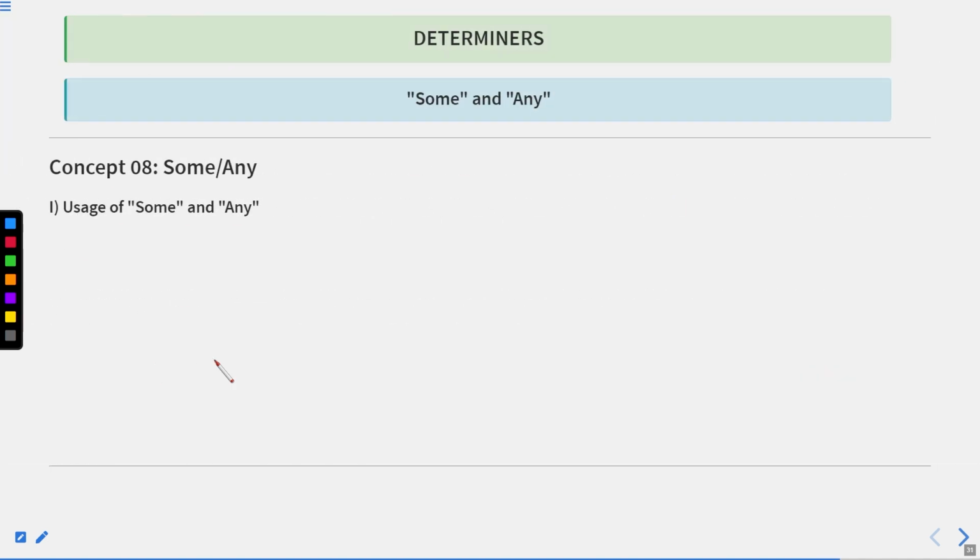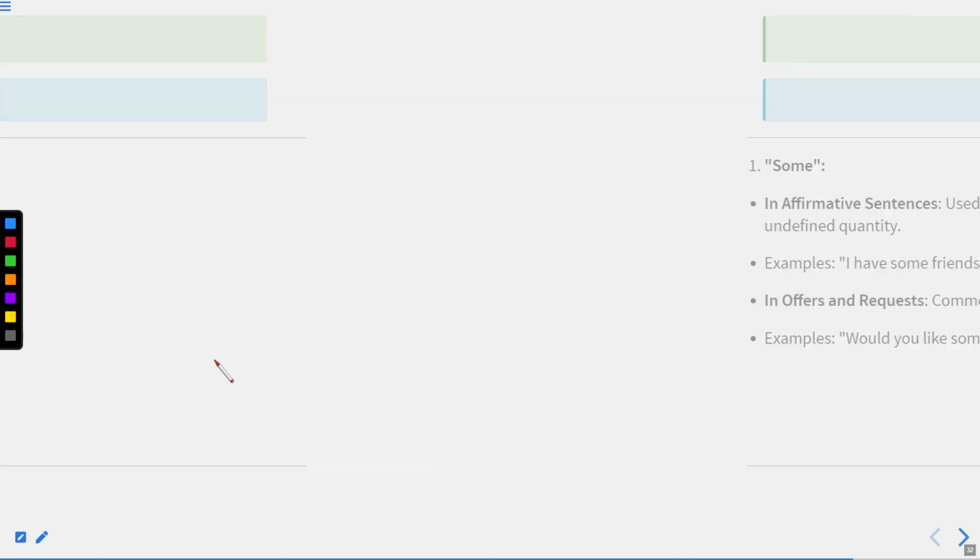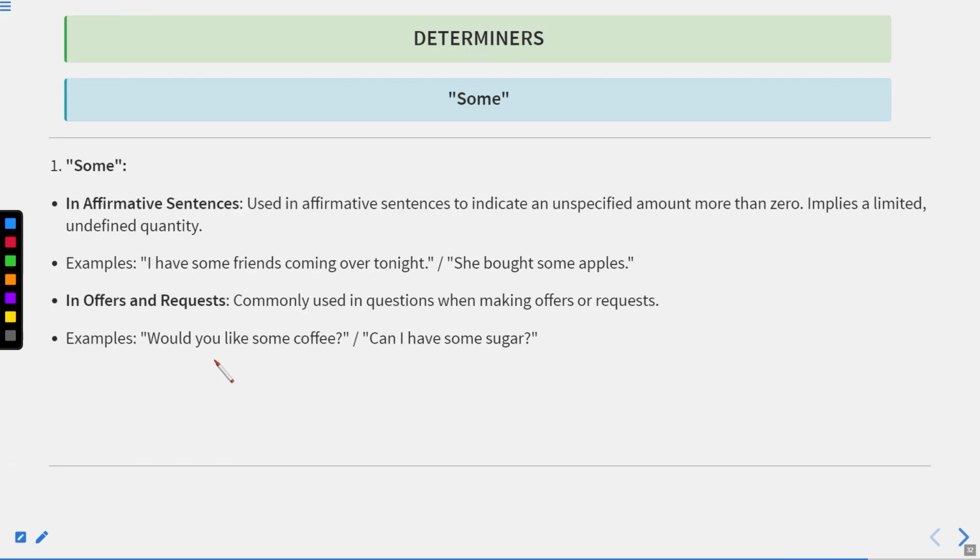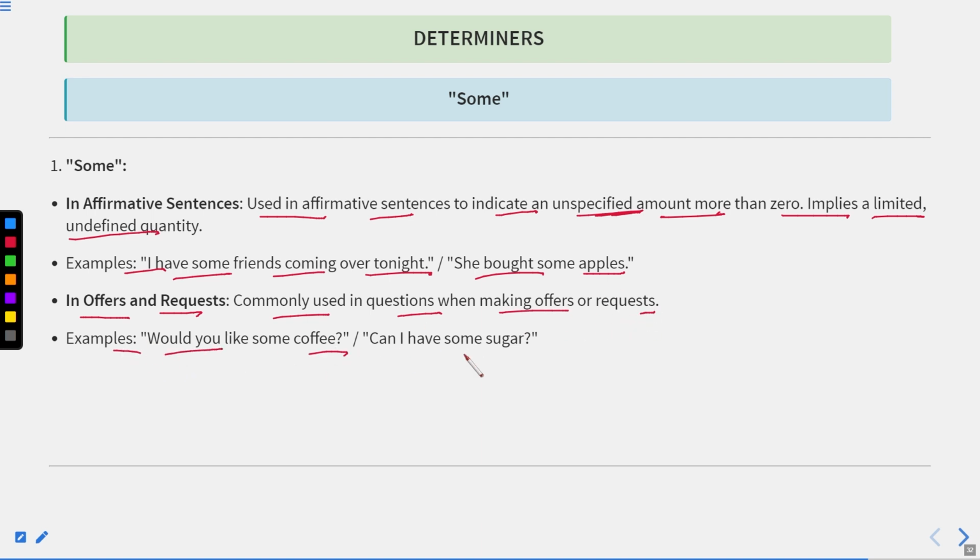What is the difference between some and any? Usage of some and any. Some is used in affirmative sentences to indicate an unspecified amount more than zero, and implies a limited, undefined quantity. Examples: I have some friends coming over tonight. She bought some apples. In offers and requests, it is commonly used in questions when making offers or requests. Examples: would you like some coffee? Can I have some sugar?